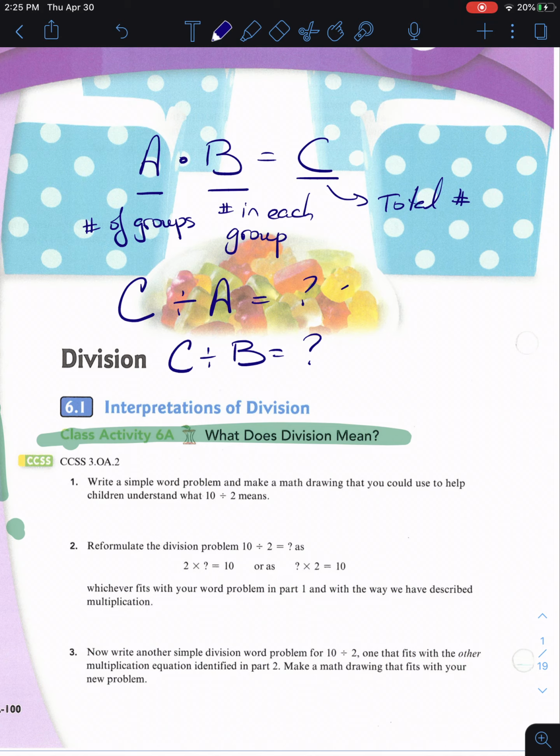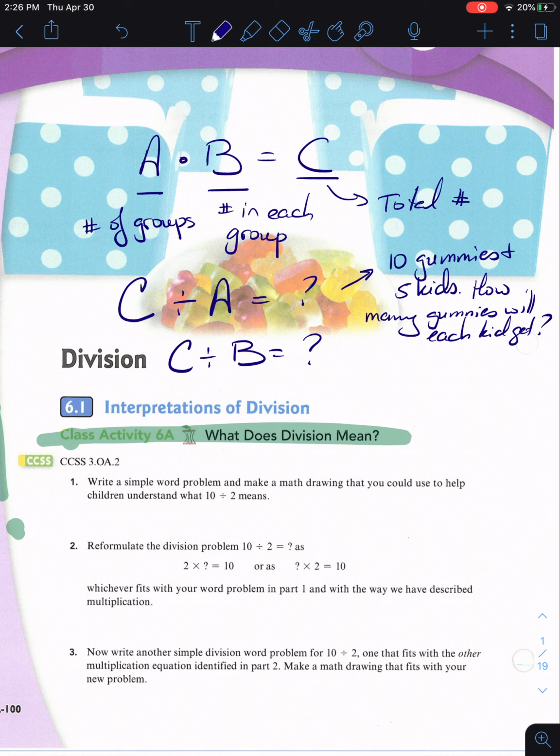So the situation might be: if I have 10 gummies and 5 kids, how many gummies will each kid get? So I don't know the number in each group. I don't know how many each kid will get.